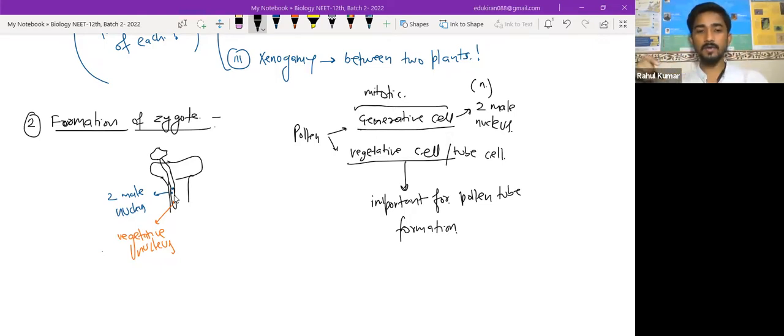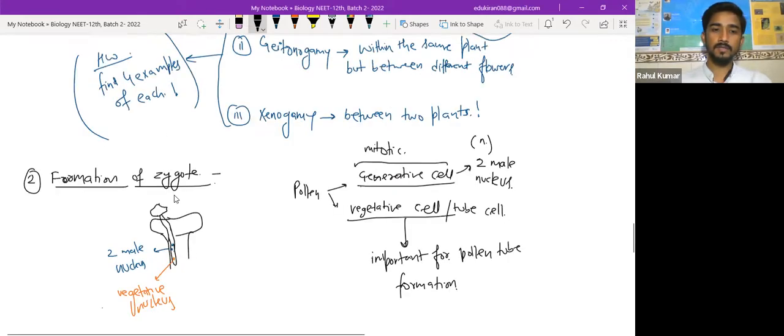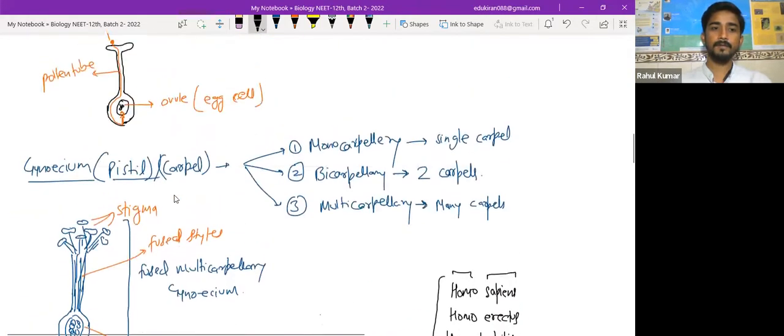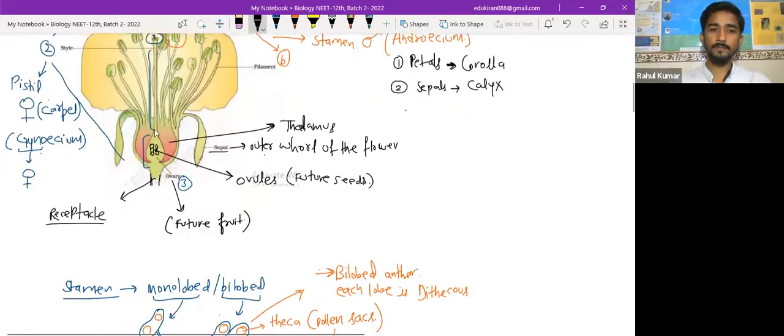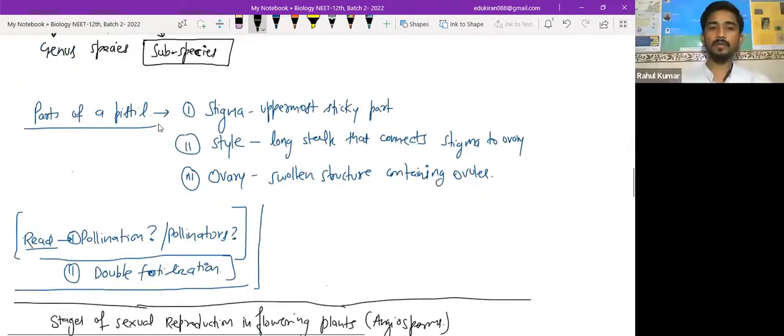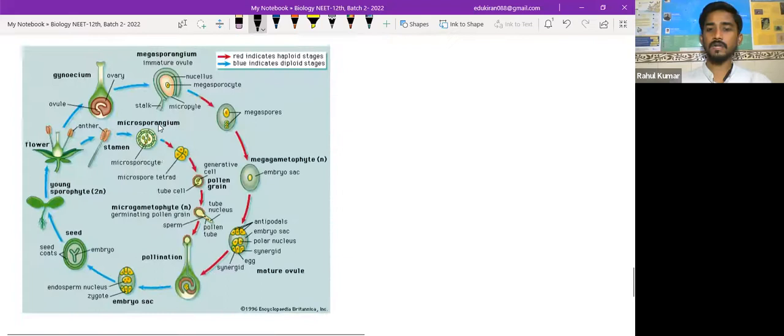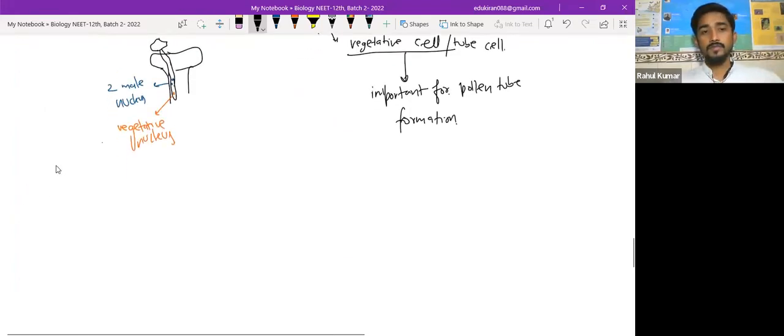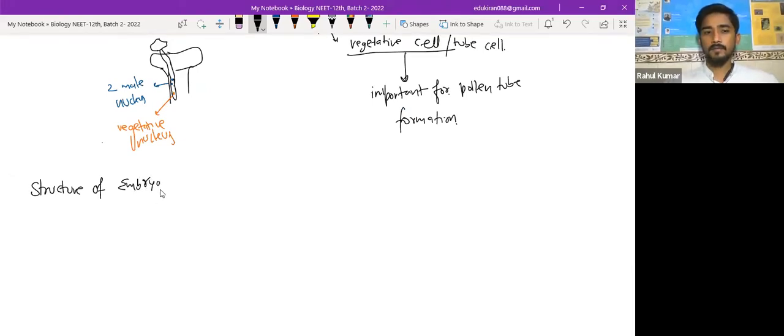Now to understand that, you have to first understand the embryo sac. So look here, you see this ovary? Now I'm going to draw inside the ovary what an embryo sac looks like. So write down structure of embryo sac. Just whatever you have written till now, halt it and write down structure of embryo sac.